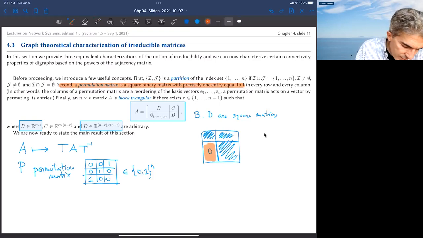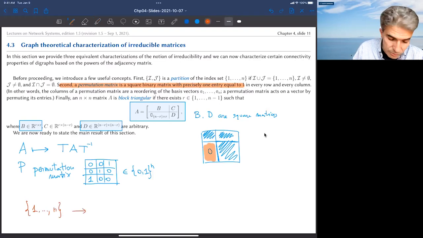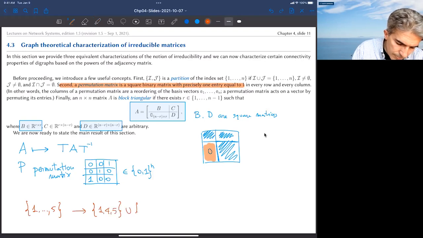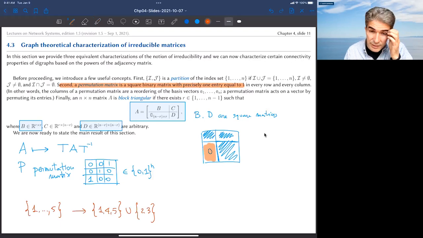Let me just remind you, if I have a set of indices 1 through n, it's always possible to break it up into two subsets. For example, let's say that n is the number 5. Then you can certainly break it up into two subsets. Let's say 1, 4, 5 union 2 and 3. So that's a partition of the set of indices. So that's the trivial concept. I just partition the indices.